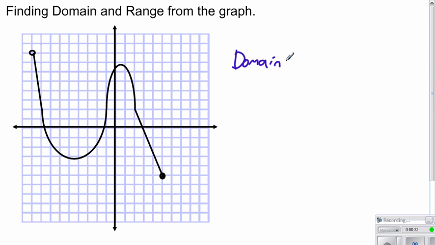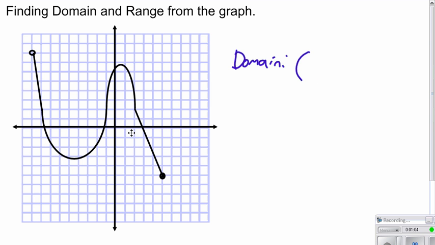with some made-up words, 2 words each. For domain, I like to say that it is the leftist to the rightist of the graph. So domain is always leftist to rightist. If it's an open circle at the end, you don't include it, you would put a parenthesis. If it's a closed circle, you do include it, so you would put the square bracket.